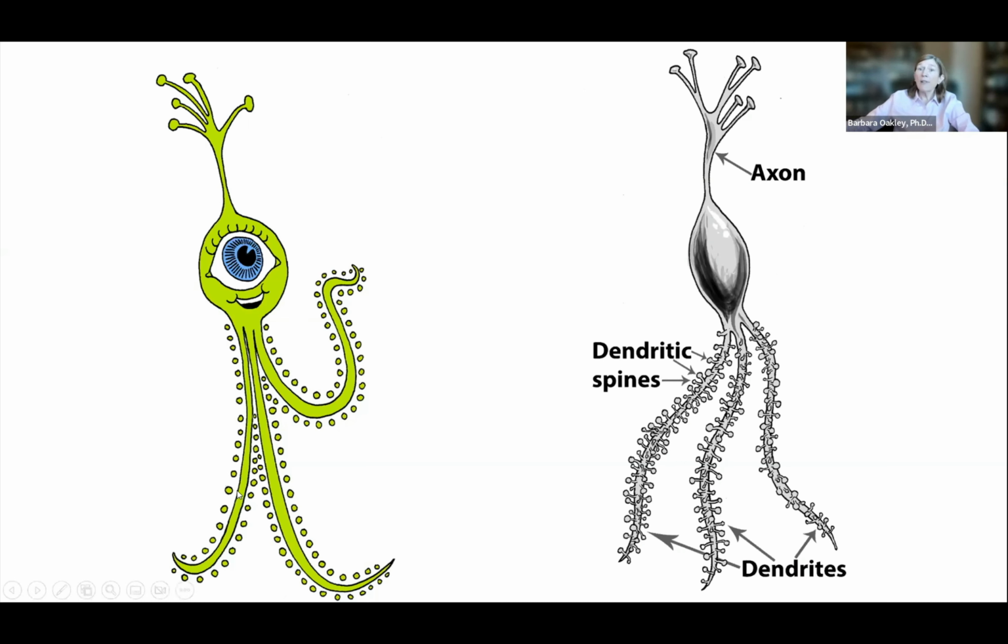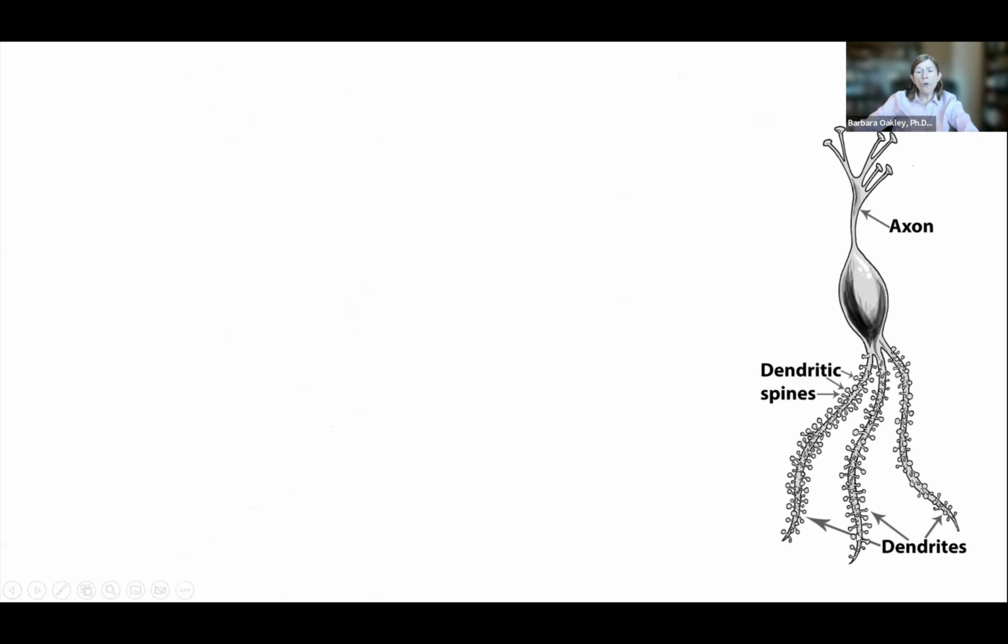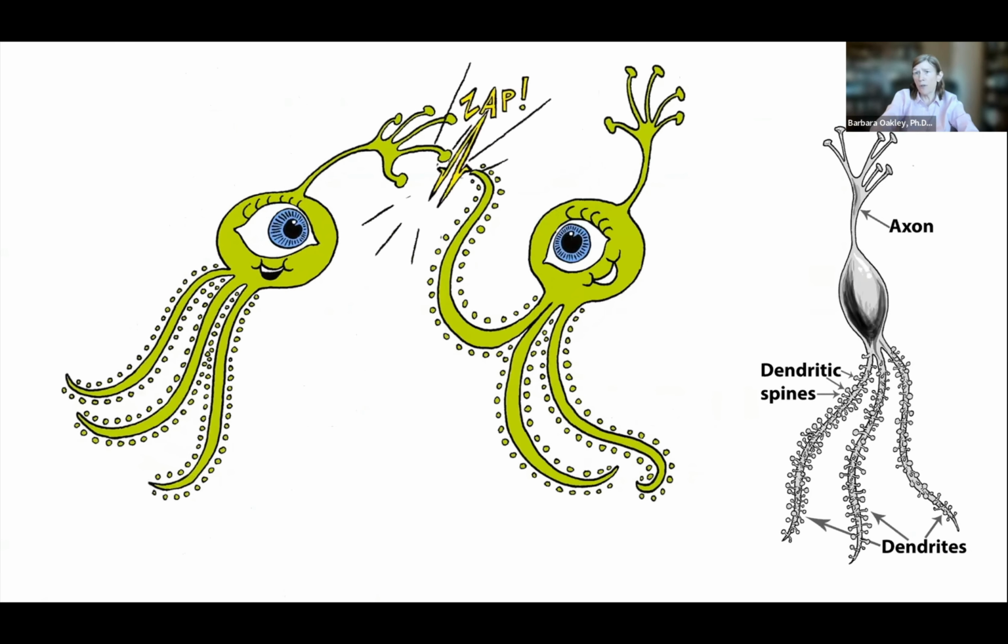Space aliens have legs, just like neurons have dendrites. And they've got these little toes on their legs, which are similar to what are called dendritic spines on neurons. And then neurons have these arms that reach up. Those are called axons. And so what neurons do, in essence, is they like to reach out and tickle the toes of an adjoining neuron.